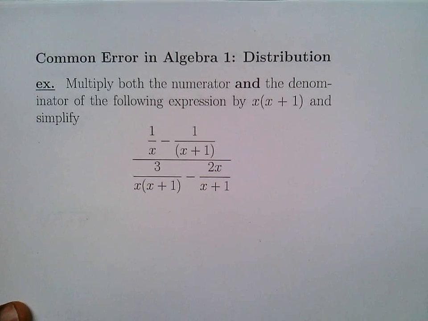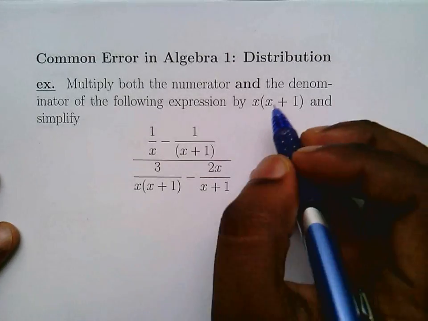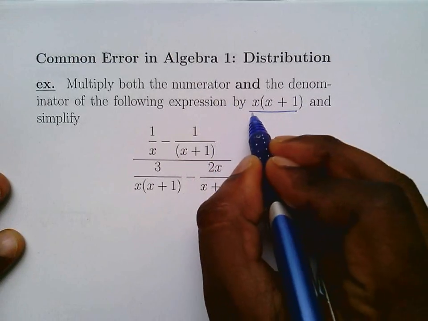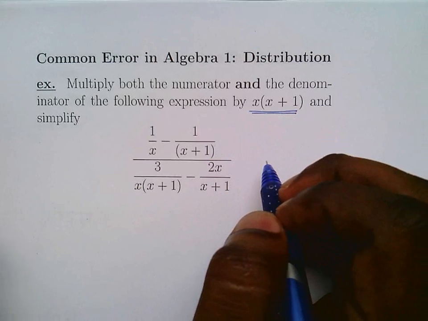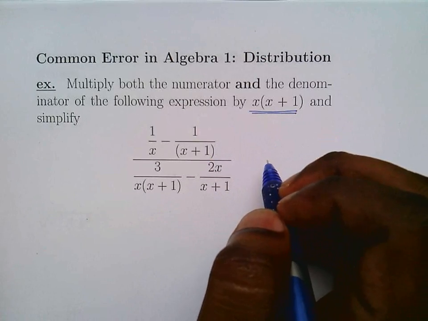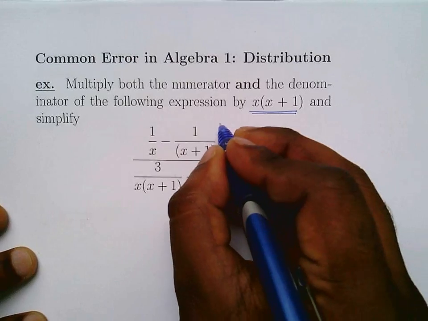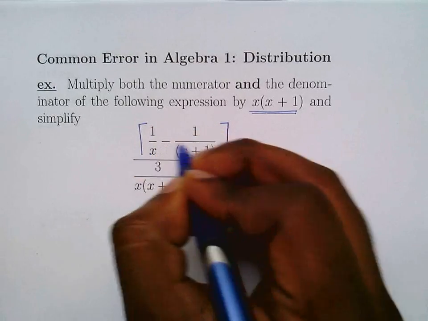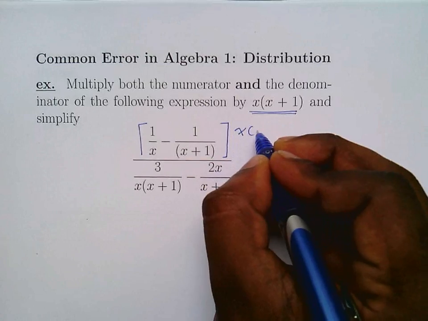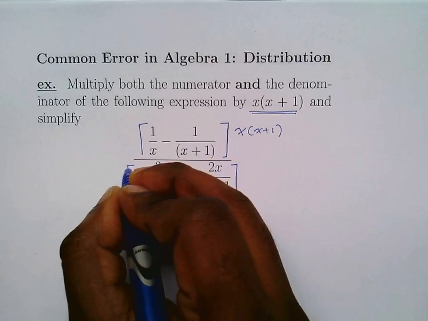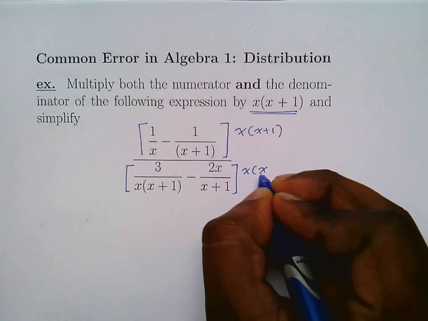Now let's see this example and let's see how it's done correctly, and let's see how things can go wrong. Okay, so the question is, multiply both the numerator and the denominator of the following expression by x plus 1 and simplify. For the moment I just want you to try that without looking at the video if you can, and then look at what I'm doing. Okay, so I'm going to multiply the numerator, that would be x times x plus 1, and the denominator again multiplied by x times x plus 1.